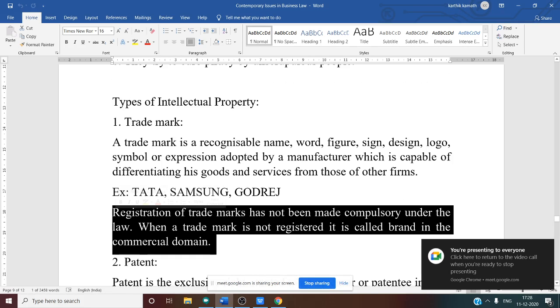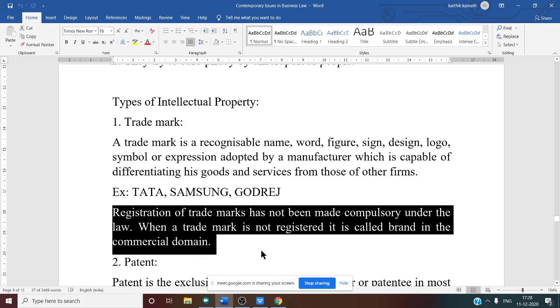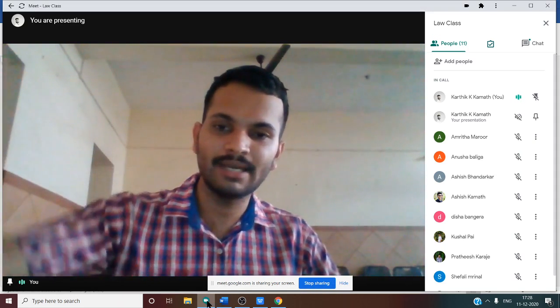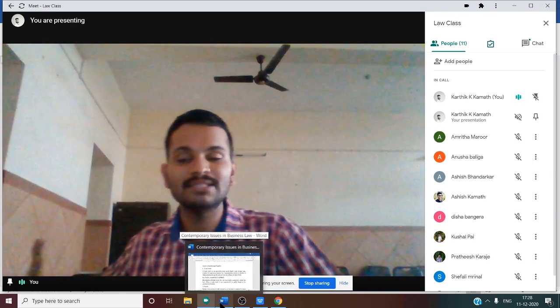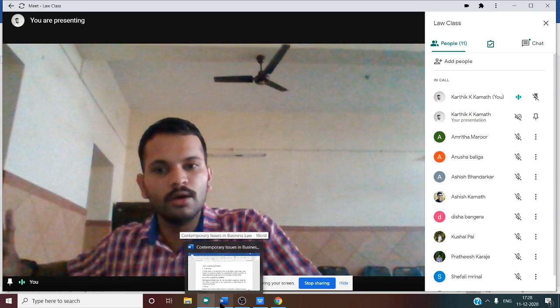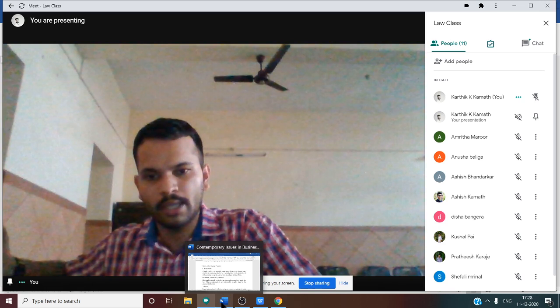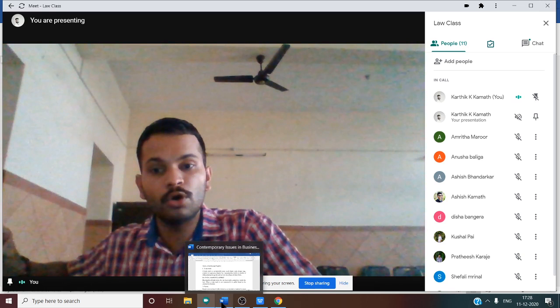Now, registration. Whether registration is compulsory or not for trademarks, that we have to see. Registration for a trademark is not compulsory under the law. When the trademark is not registered, it is called a brand in the commercial domain. So brand means it is not registered under intellectual property law. Various brands we know, like Reebok, Puma. I know that they are registered, but common people know them as a brand instead of a trademark.